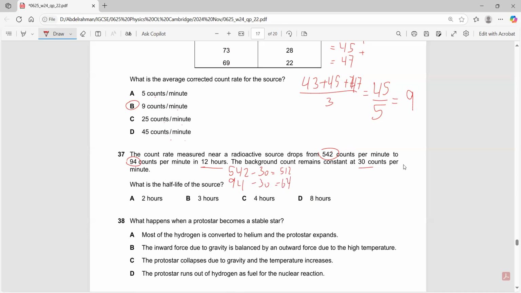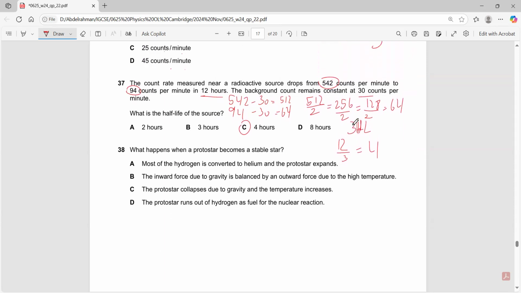How did I go from 512 to 64? 512 divided by 2 is 256, divide by 2 again, it's 128, divide by 2 again, it's 64. I took 3 half-lives, right? 3 half-lives in a total time of 12 hours. So 12 divided by 3 is 4 hours. Each half-life takes a total time of 4 hours.